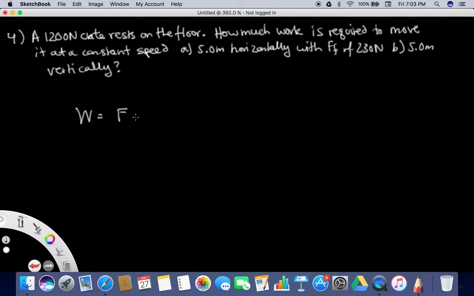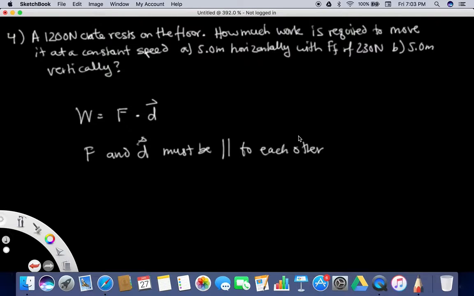Work is equal to the force times the displacement. Force times displacement. And an important rule that has to be followed when it comes to solving for work is that force and displacement must be parallel to each other. So they must be parallel to each other. So this is a very, very important rule.